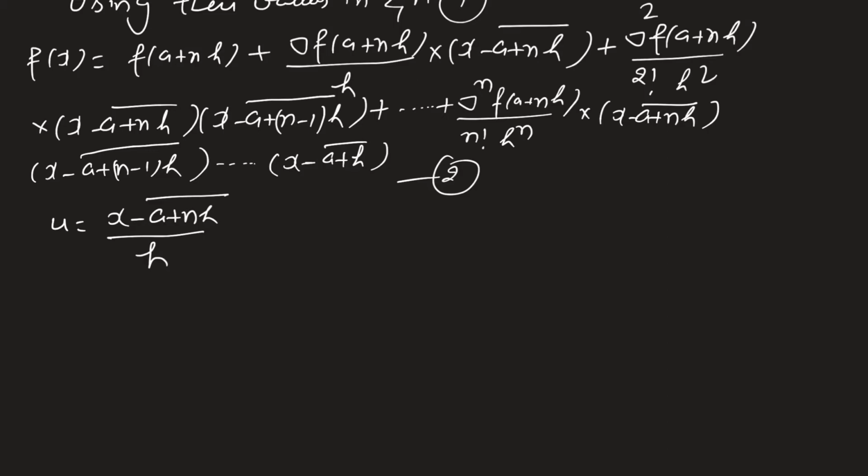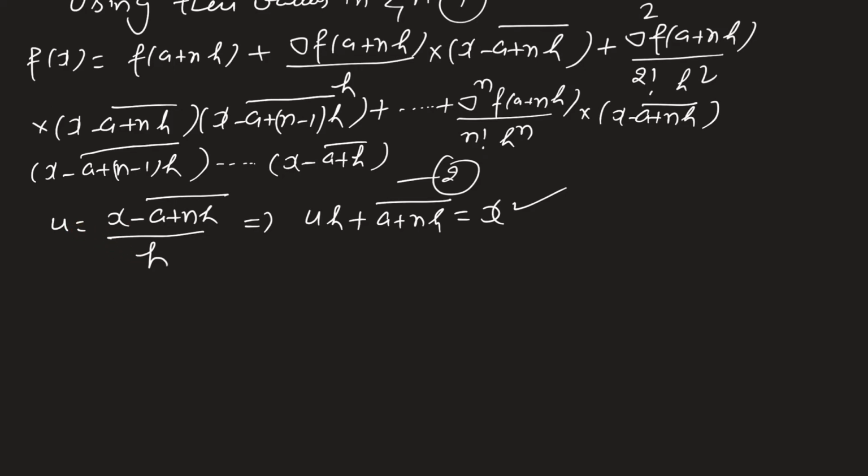So this implies that x will be u plus a plus nh. This will be x. This value will be used over here, and a plus nh will be a plus nh. Done. And here instead of this one I am going to use this over here. So this implies that this thing will be used.